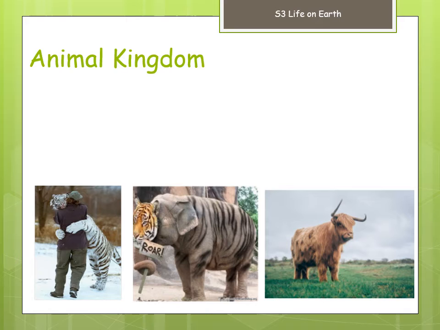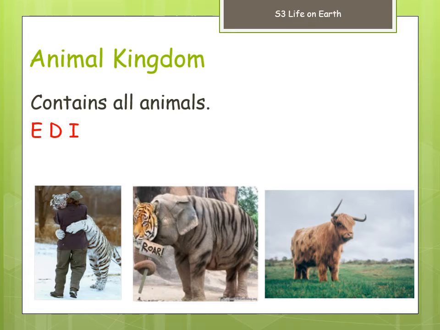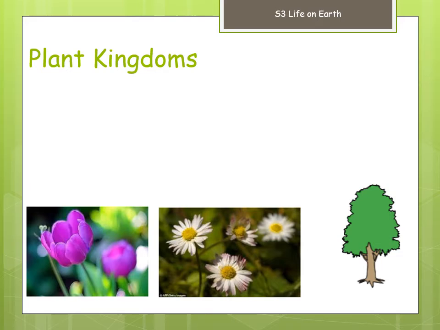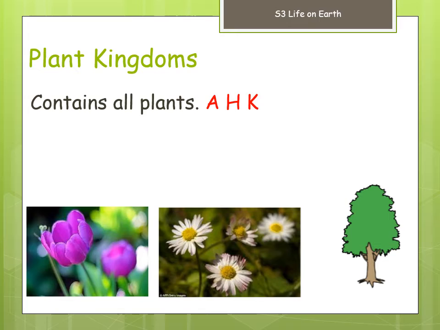So hopefully you should have been able to recognize animals. These 3 pictures, E, D and I, they all contain animals. That includes ourselves. I don't know why the elephant is trying to disguise itself as a tiger, but a tiger and an elephant are both animals, as is the Highland cow. Next up are plants. Again, things you should be familiar with, whether it's a daisy, a large oak tree, tulips. They are all plants. The grass on your lawn, all plants and parts of the plant kingdom.